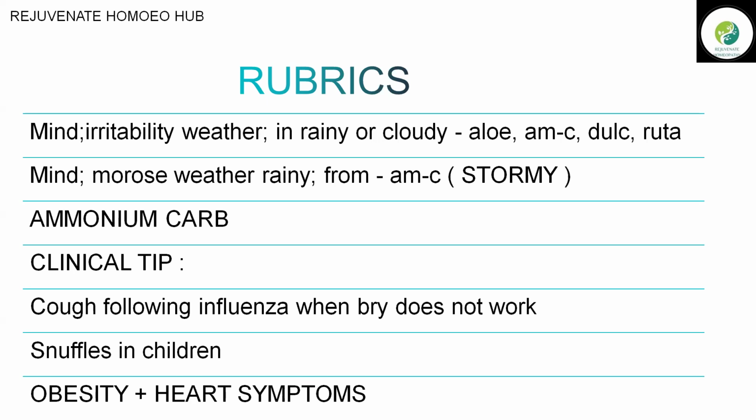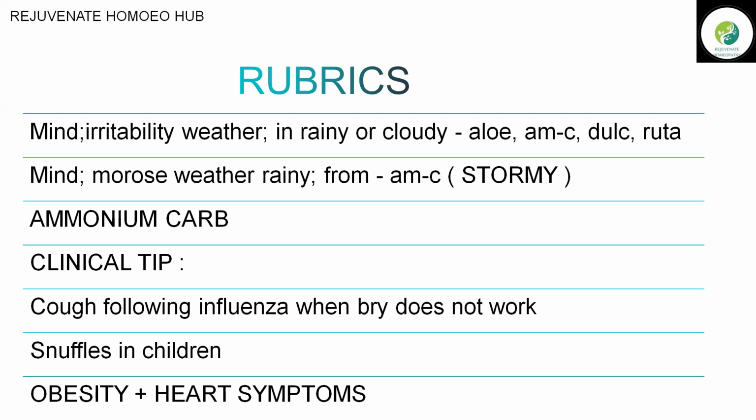Ammonium carb is one of the remedies you can think of in snuffles in children, and it comes very close to Sambucus nigra. Even Sambucus nigra has this symptom, snuffles in infants, where the mother of the child says, doctor, now my baby is not able to breathe at all at night, complete nose obstruction. He breathes with the mouth. At that time, you can think of Ammonium carb and Sambucus nigra.